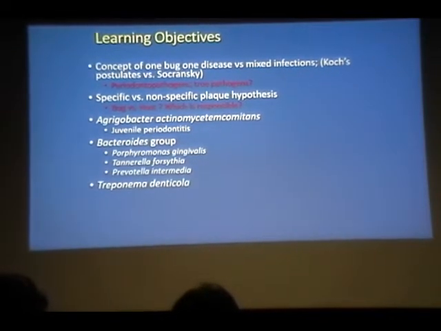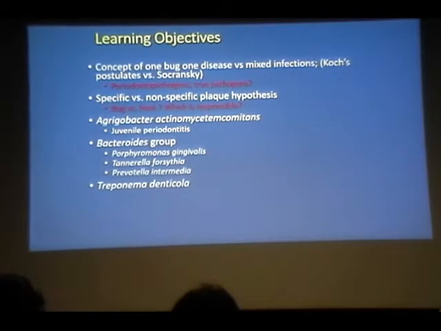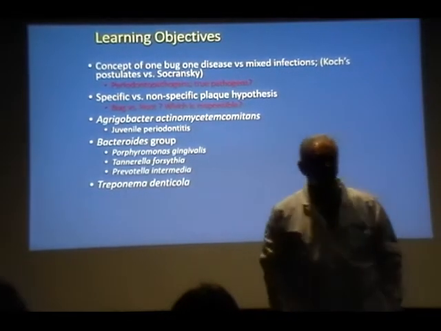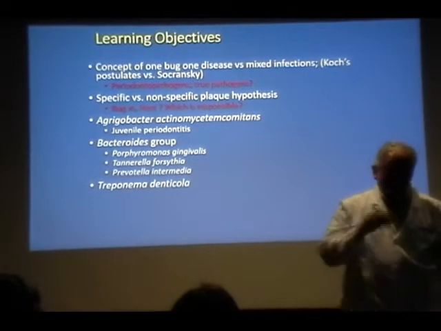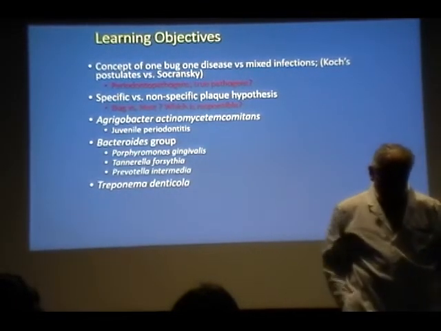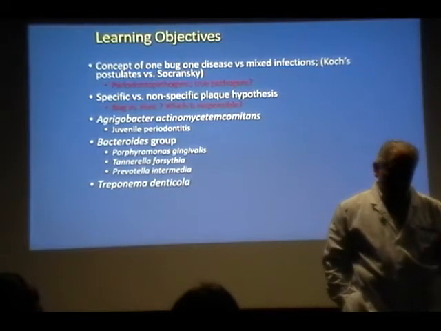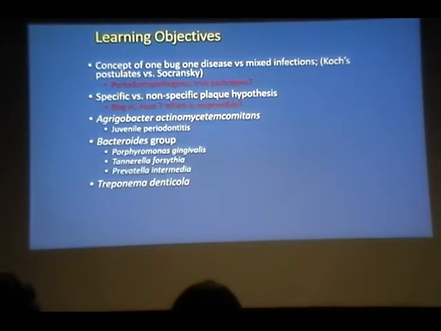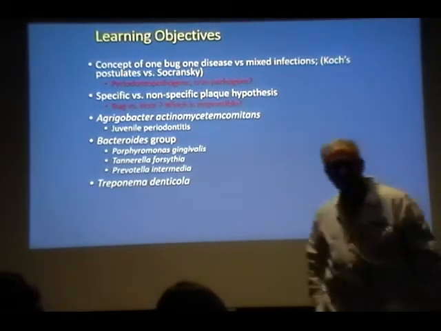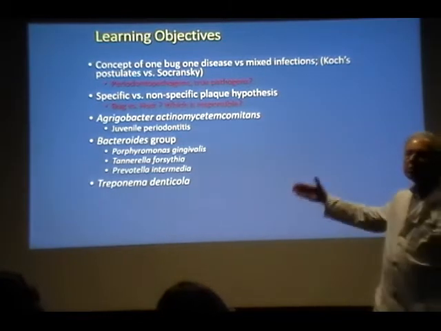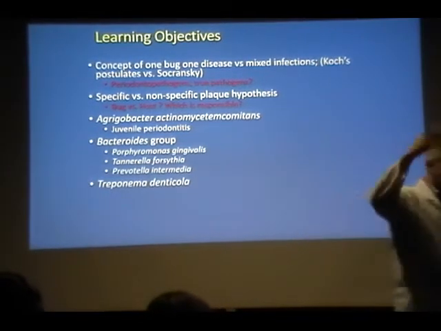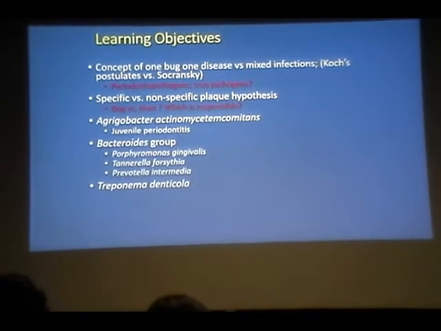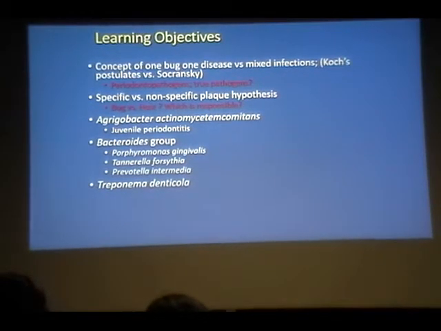Treponema denticola is a spirochete, and that's an organism worth mentioning because it has also been implicated in advanced stages of periodontal disease. A spirochete. Have you heard of syphilis? Okay, so the famous organism associated with syphilis is Treponema pallidum. And this is a spirochete related to that family of organisms, but unique to the oral cavity.